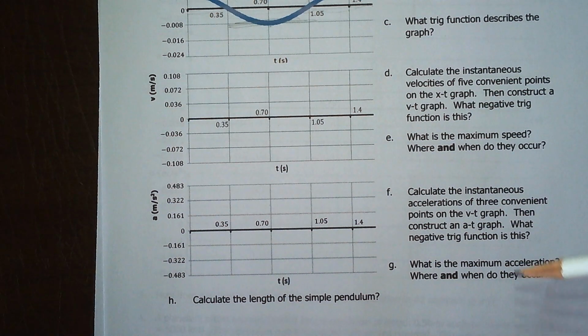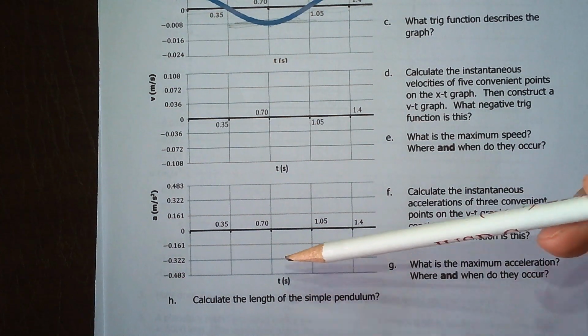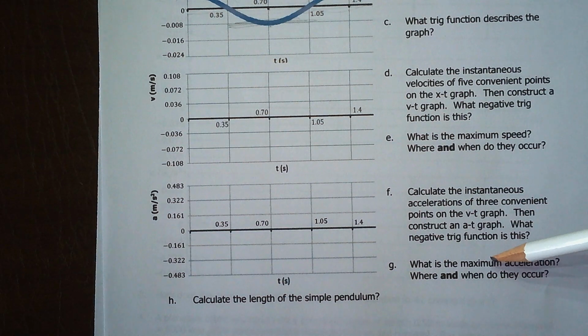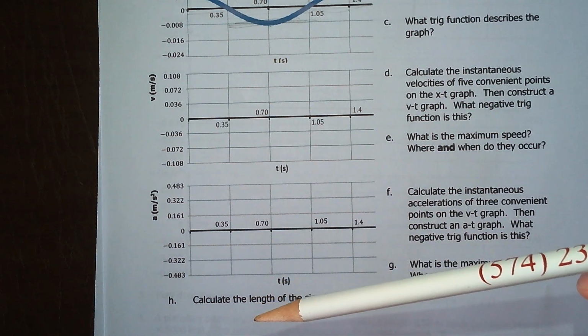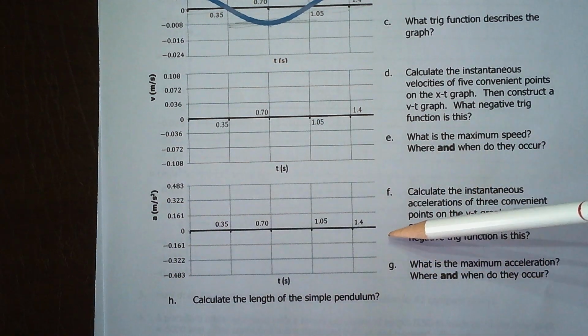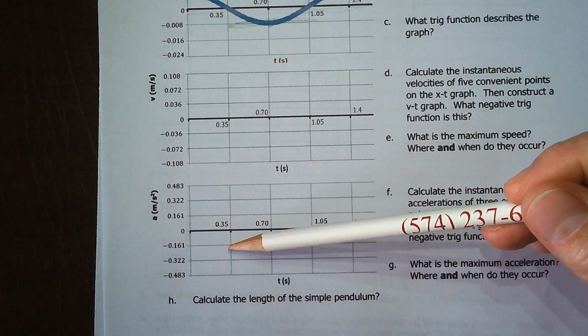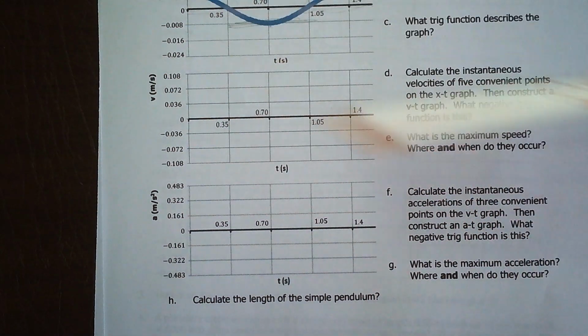And then after you've got those, go ahead and construct your acceleration time graph. That's also going to be a negative trig function, and you need to figure out which one it is. You need to figure out what the maximum acceleration is and when it occurs, the times, and where they occur. So you have to go all the way back up here to figure out where they occur.